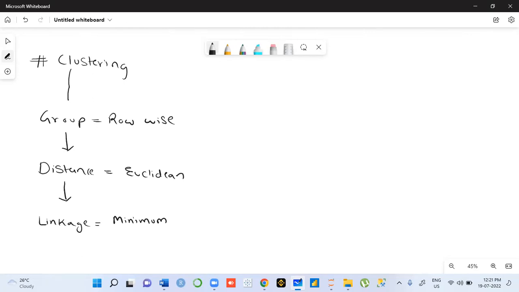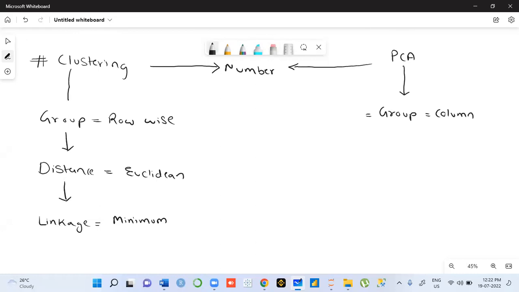What type of data do we require for clustering, guys? Numbers. In the same way, I'm just giving an overview. We have PCA. PCA is called Principal Component Analysis. Here in PCA, we compute variance. To compute variance, what type of data do we require? Can we compute variance for gender? No, not possible. So the data has to be numeric. Got the point, guys? Common point: PCA is also used to make groups. Here we make groups column wise. Got the difference, guys?